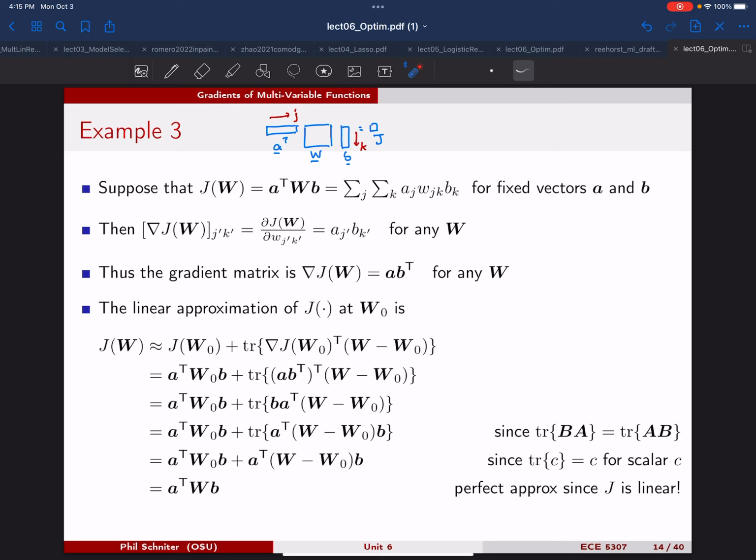Okay. So what we would like to do is take the gradient. We'd like to compute the gradient, but just to try to simplify it, let's just imagine that our goal is to compute the j prime and k prime entry of the gradient.